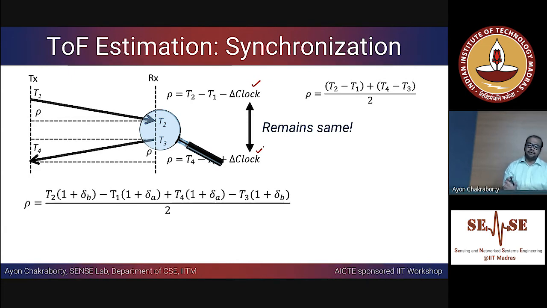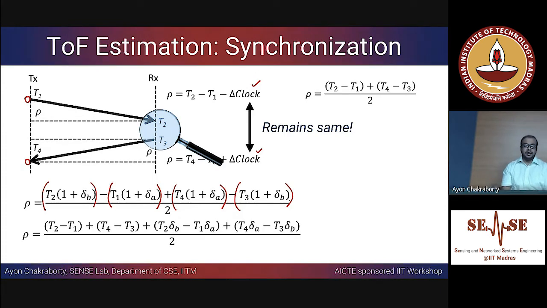Instead of using the value of T1 or T2 directly, I have now clubbed it with this drift as well. When I use T1, I am using the value of true T1. When I am using T4, so T1 and T4, I am again using the drift value. I am assuming the clocks are drifting. So T4 times 1 plus delta A, and the same for T2, I am using delta B. With this, let us see what happens.